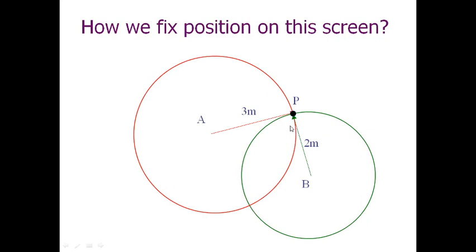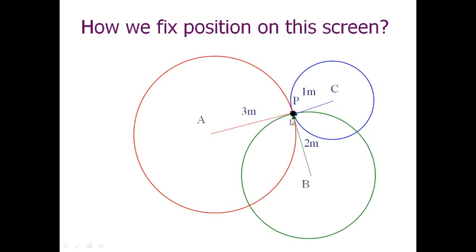So I just take another circle centered at C and say that P is at a distance of 1 meter from C. So now I have three different circles. One centered at A, another centered at B, and the third one centered at C with different radii: 3 meter, 2 meter and 1 meter. See, all these three circles will intersect at a single point and that point is P.